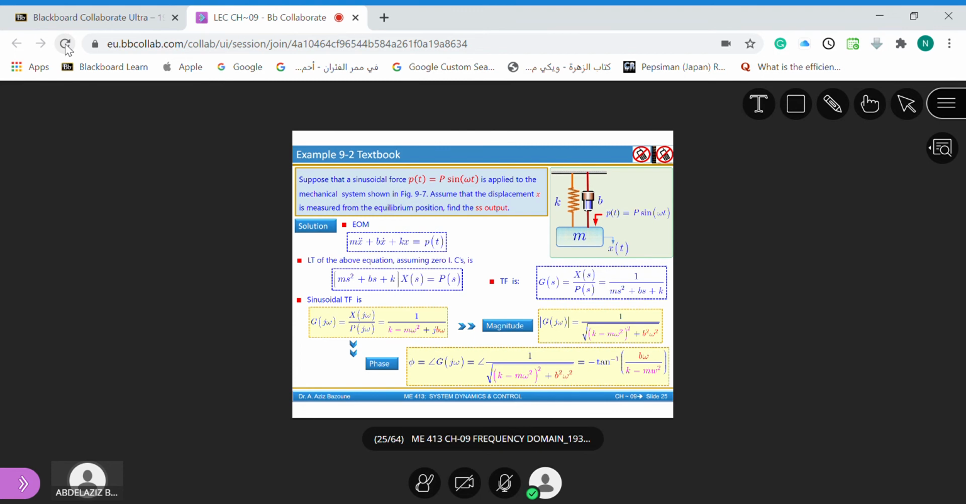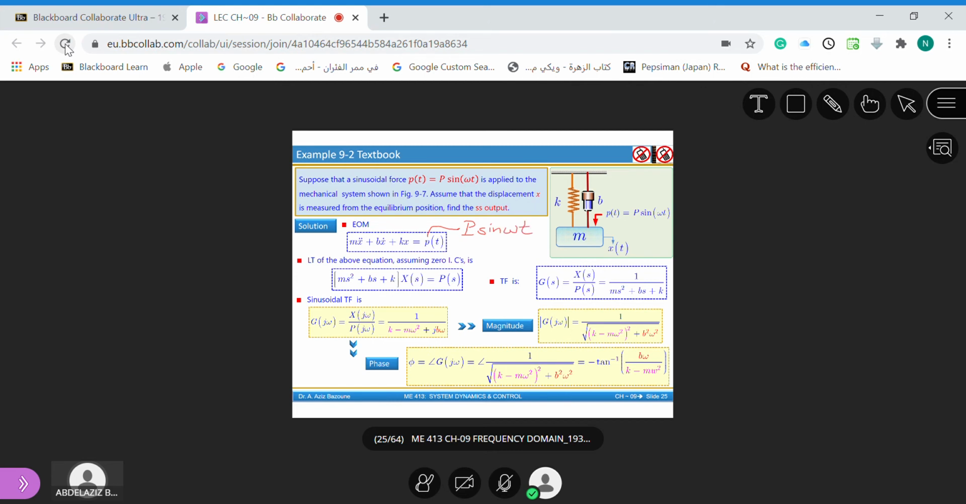So what we have seen so far is we did not include the damping, but now if we introduce damping, our equation of motion will be m x double dot plus b x dot plus k x is equal to p of t, where p of t is the input that is given by p sine omega t. So this is your sinusoidal input, p sine omega t.